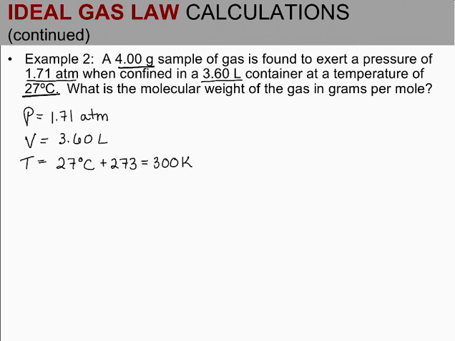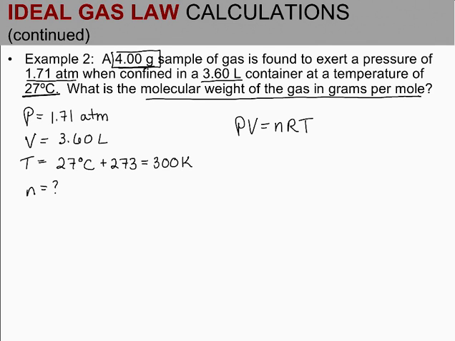All right. So we do actually have all of our variables except for n. We don't know what n is. So let's solve for n, and actually we were asked what is the molecular weight of the gas in grams per mole. And we were given the amount in grams, but we don't know how many moles we have. So this works out. We're going to solve for moles, and then we'll use the 4 grams and the number of moles to solve for molecular weight.